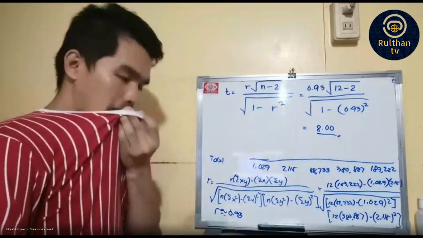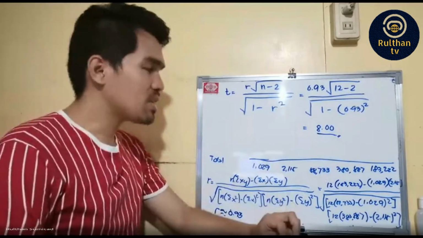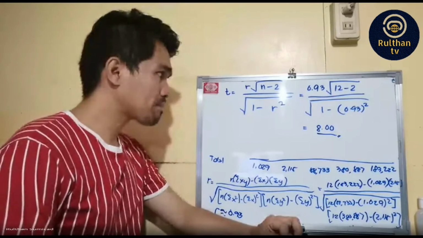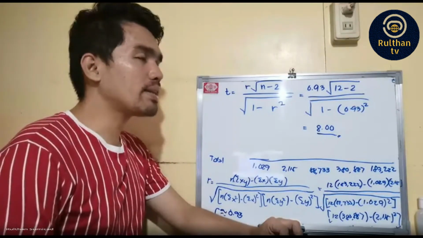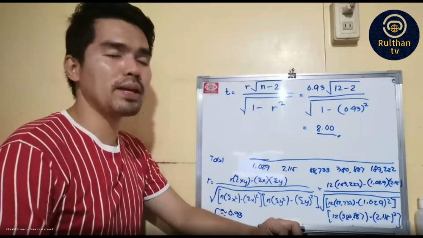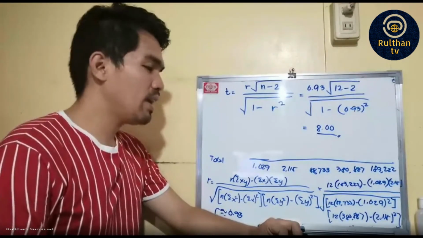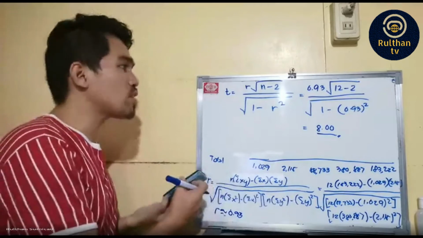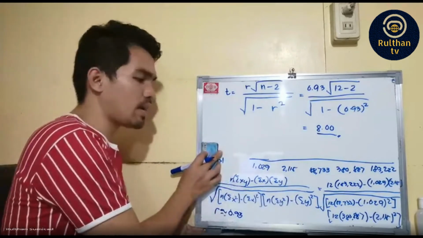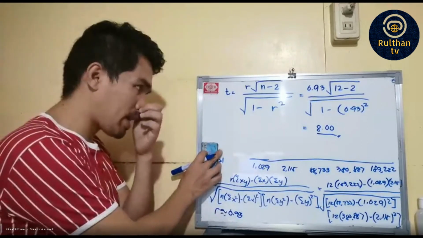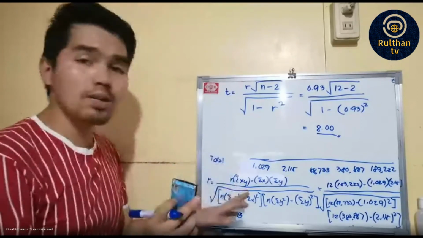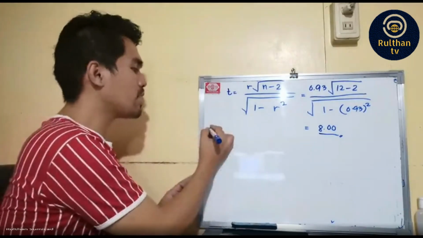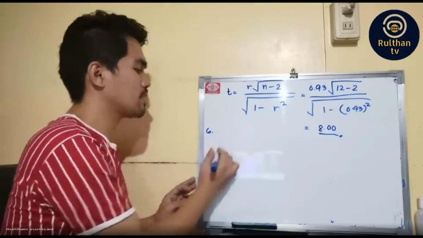Now, we did already our step 5, which is computing the t for the correlation coefficient. So now we will move to our decision. What must be the decision if our computed t is 8.00? I erased already our r. Let's now state our decision, number 6.